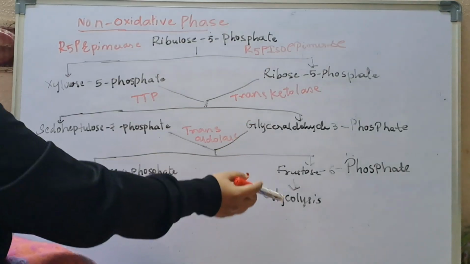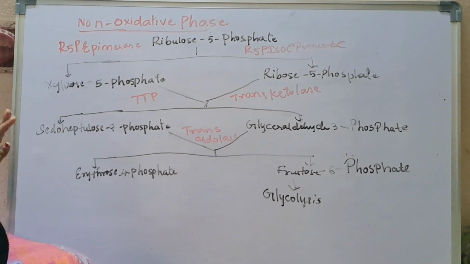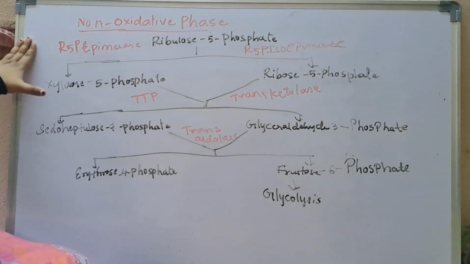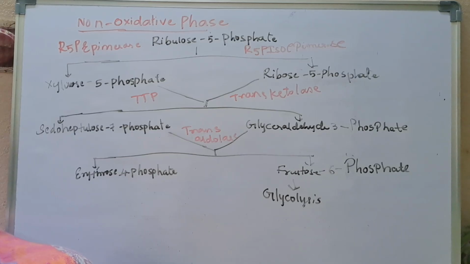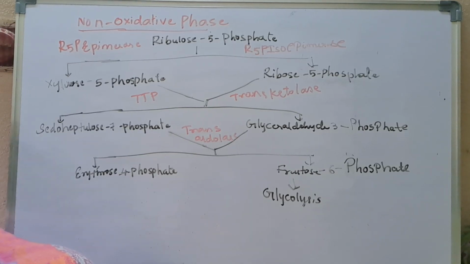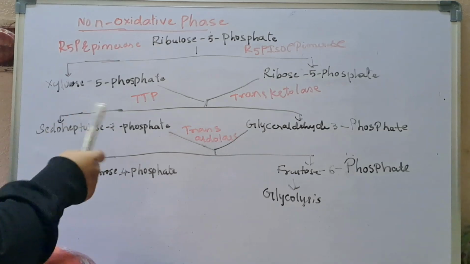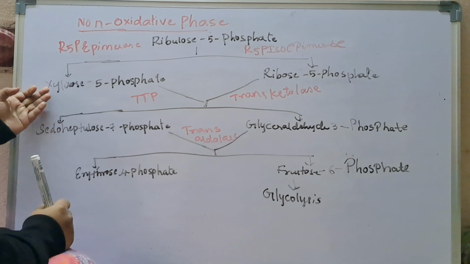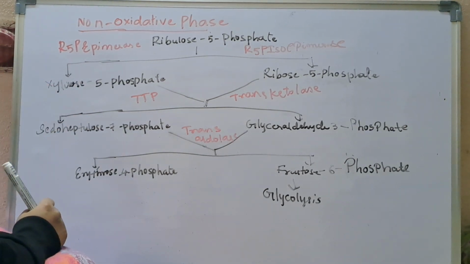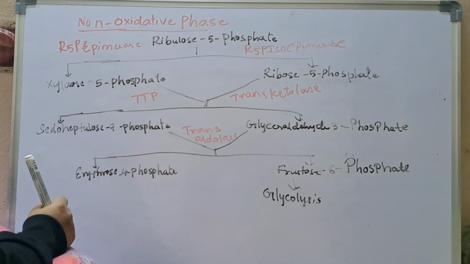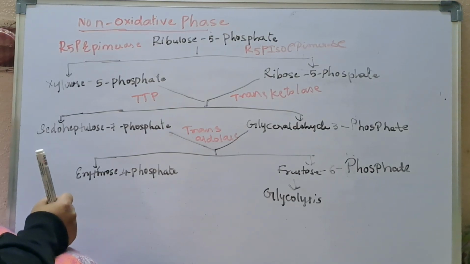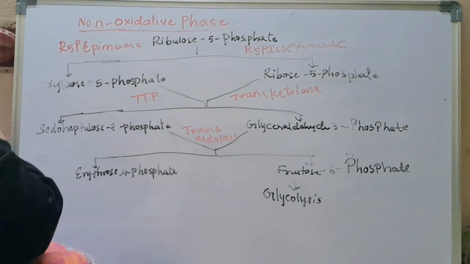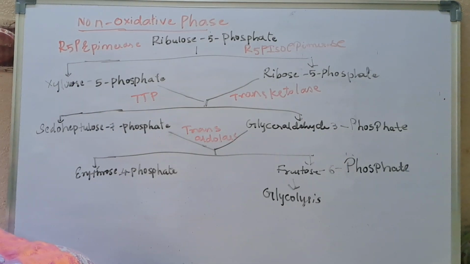And then this fructose 6-phosphate is converted into glucose 6-phosphate, which is the start point of glycolysis. So this is the non-oxidative phase. Very easy. If you remember these names, you will easily remember the enzyme names, which are already present in the substrates and products. In the oxidative phase, you get two enzymes, which are dehydrogenases only, and here you get epimerase, transketolase, transaldolase and TPP as well. So this is how the non-oxidative phase occurs.